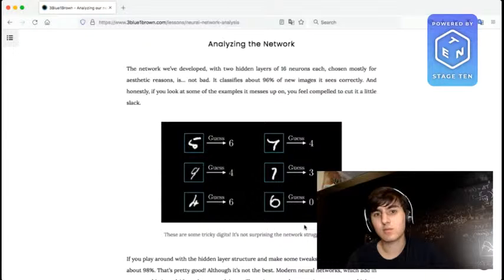Okay, if you play around with the hidden layer structure and make some tweaks, you can get this up to about 98%. Pretty good, although it's not the best. Wow. Modern neural networks, which add in more specific ideas than our plain vanilla variant, can have testing accuracy as high as 99.7%.